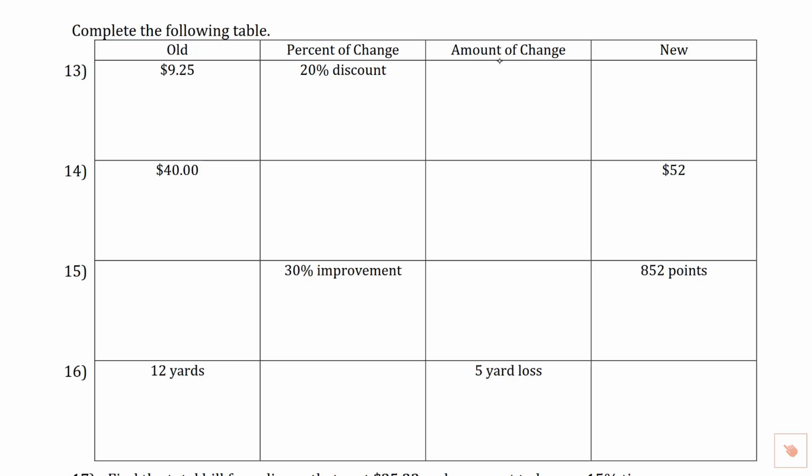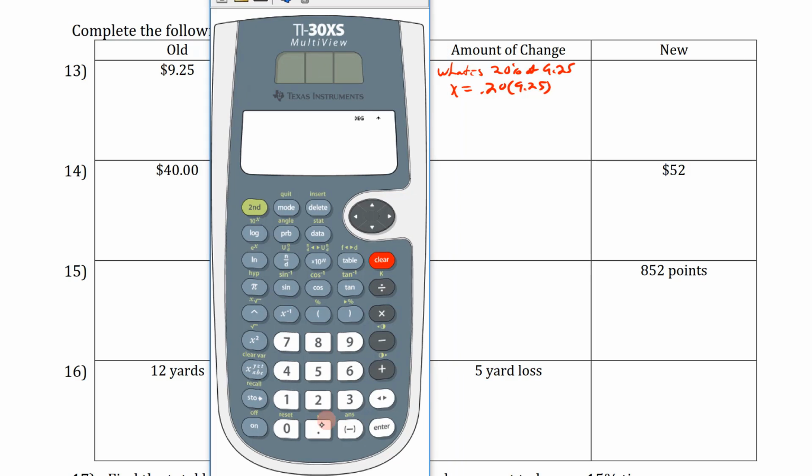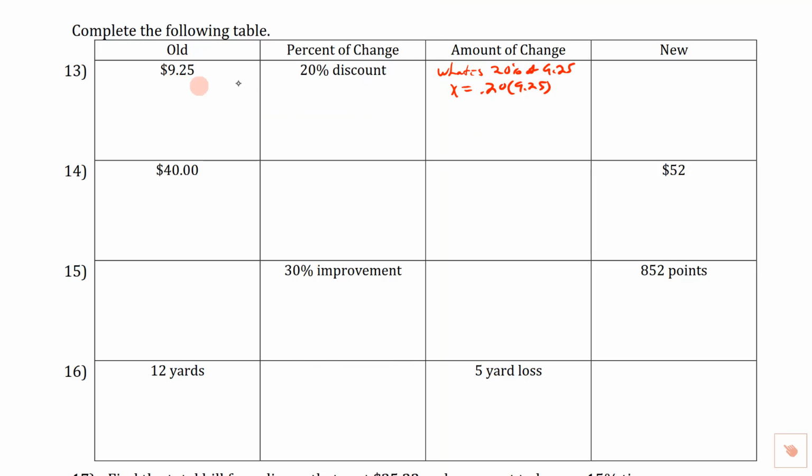And then we want to find the amount of change. So what we're finding here is we want to know what is 20% of that right there. So this is going to be what is 20% of 9.25. So in other words, x equals 20%, so that's going to be 0.20 times 9.25. So I'm going to grab the calculator, we're going to type that in, we're going to do 0.2 times 9.25, and we end up with 1.85. Now since this is money, we're going to say this is $1.85.